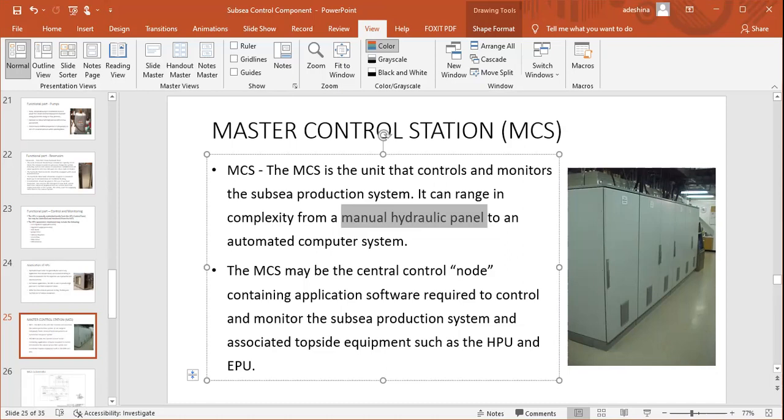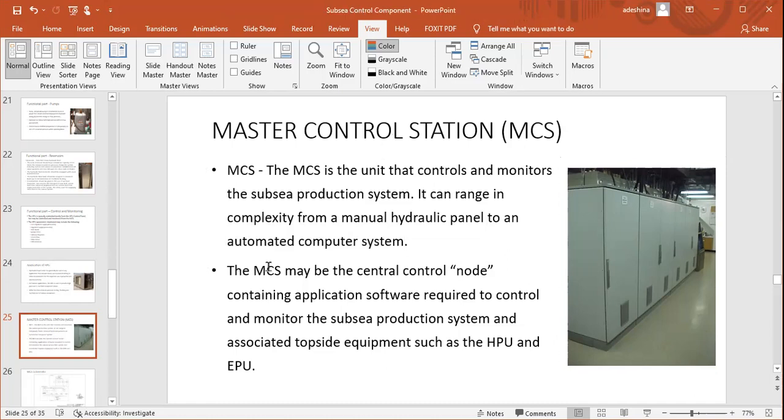But yes, in a situation whereby we have an electro-hydraulic or even fully electrical system, we have to have the MCS whereby our computers are programmed and automated to carry out operations on our subsea equipment. So the MCS may be the central control node containing application software required to control and monitor the subsea production system and associated topside systems, such as our HPU and our EPU.